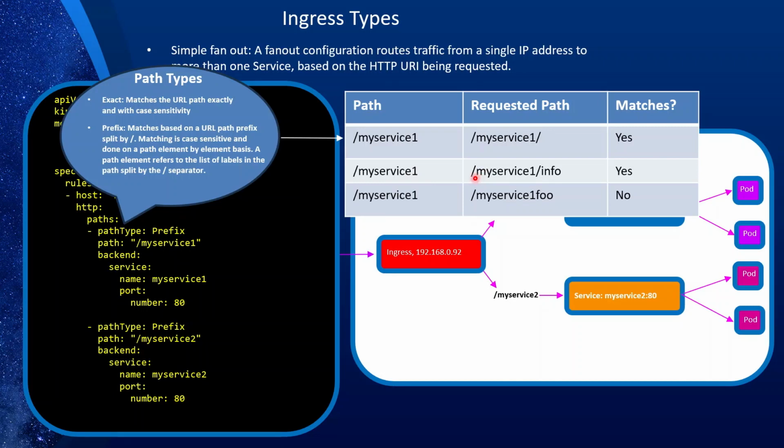Again, the path /myservice1 we specified here. If the user specified /myservice1/info, does it match? Yes, because it includes the one that we are looking for, /myservice1, and this other part is considered a subpath, and this is valid. The last example is, let's say we specify /myservice1foo. Although it includes myservice1, it's not exactly /myservice1. It's got these elements that are not part of the desired path. In this case, it doesn't match.